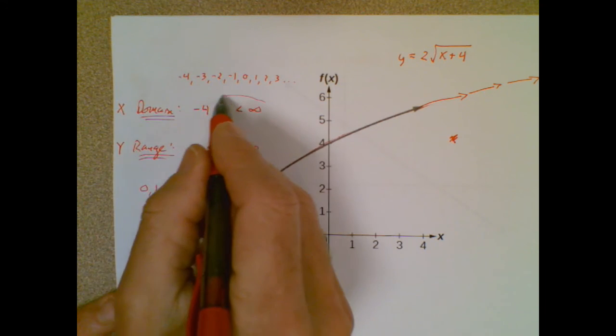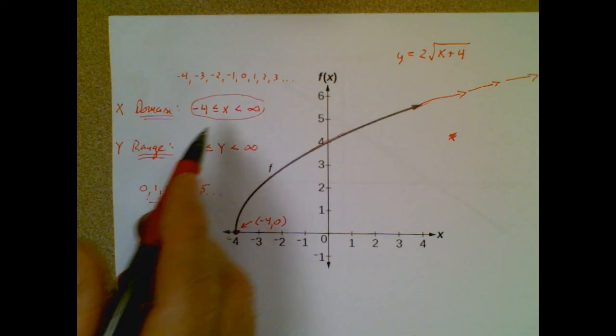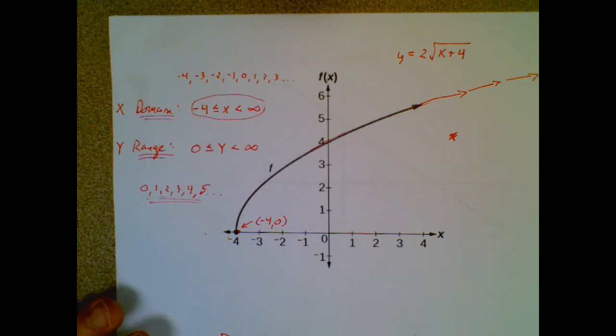By the way, we're writing this a certain way. There's other ways called interval notation that you can write the domain and the range, and we'll cover that later in the year or in a different course. That's the show.